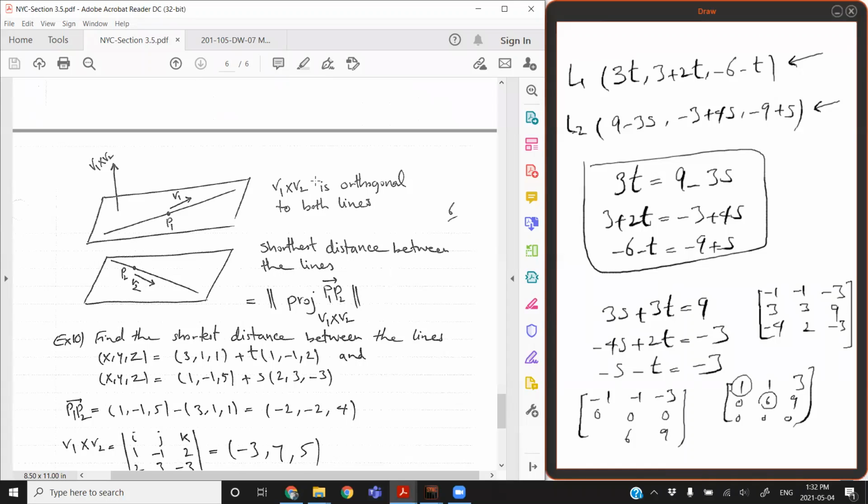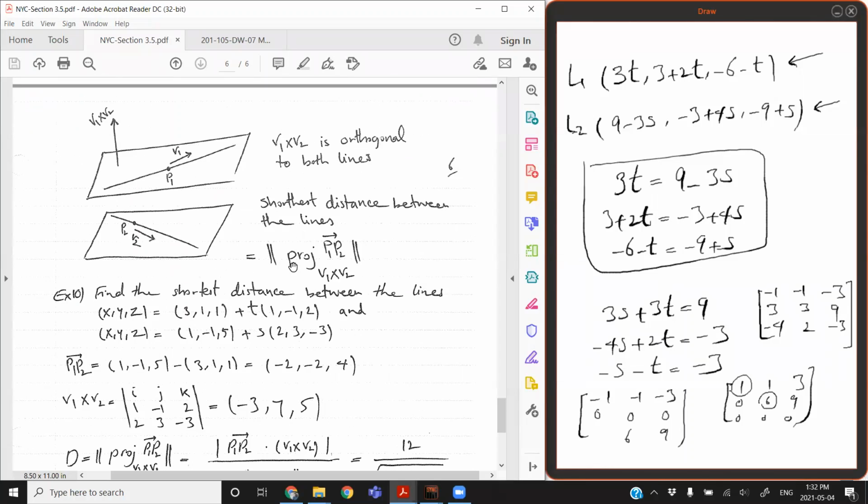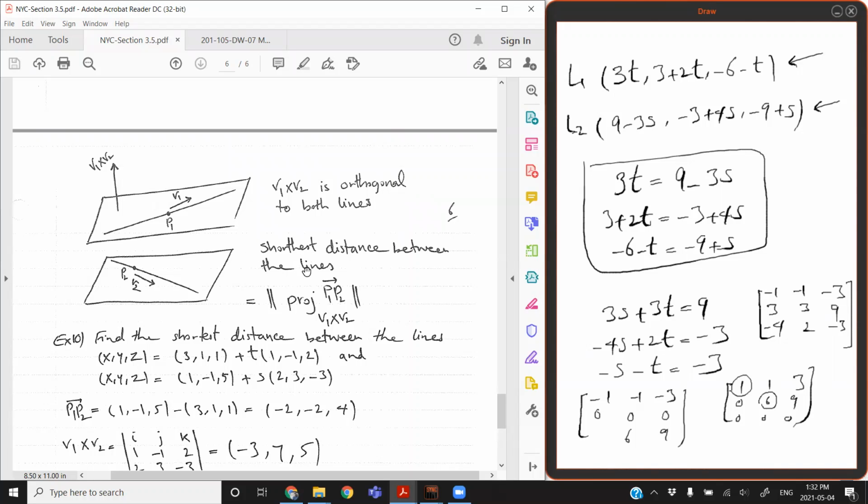So this is the last example. Example 10, yes. And you are given two skew lines. So these two lines are such that they are not parallel, and they are also not intersecting. If you want to find the distance between the two lines, this is what you can do. Because you're given the line, you know a point from the line and you know the direction. So you know P1 and V1, the point and the direction for the first line. You know P2, V2, the point and the direction for the second line.